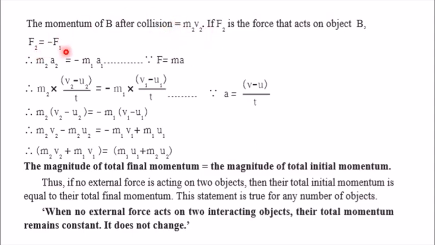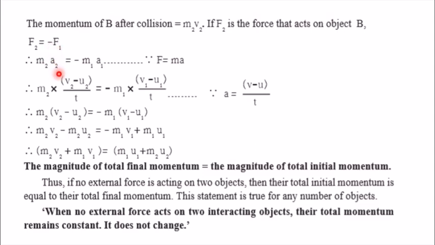Now as the forces are applied in opposite direction, F2 is equal to negative of F1 because of the opposite force. Now we know force. What is the formula for force? That is mass into acceleration. So here F2, that is for the second object, is equal to m2 into a2, that is mass of second object into acceleration of second object, and F1 is equal to mass into acceleration of first object. But here it is negative as the force is negative.